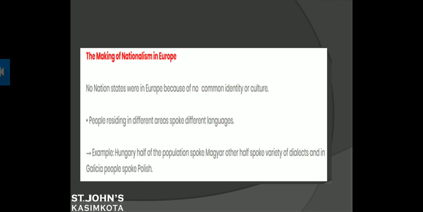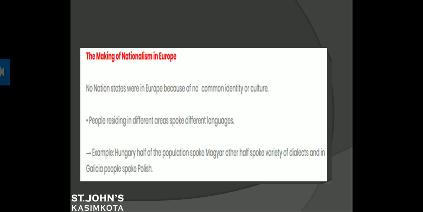In Hungary, half of the population spoke Magyar, while the other half spoke a variety of dialects. In Galicia, the aristocracy spoke Polish. Besides these three dominant groups, there also lived within the boundaries of the empire a mass of subject peasant peoples: Bohemians and Slovaks of the north, Slovenes in Carniola, Croats to the south and Romans to the east in Transylvania.